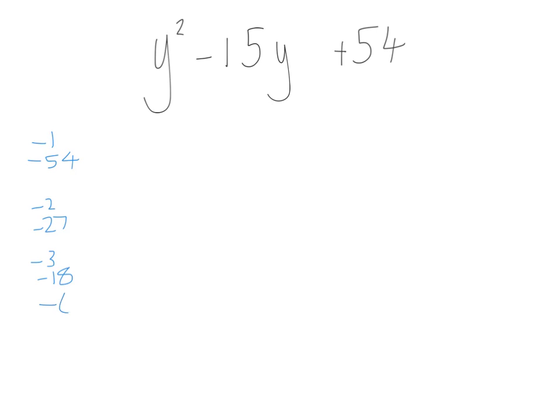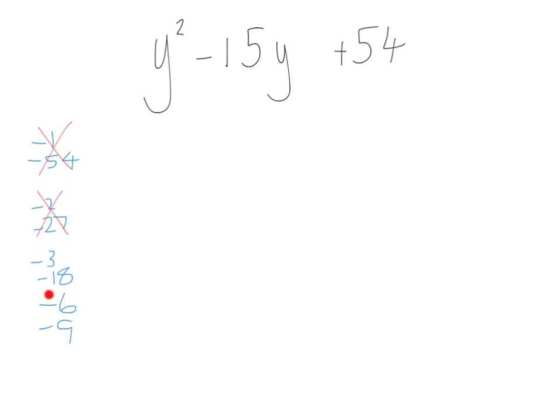And I've got minus 6 and minus 9. Okay, that's all my factor pairs there. I now need to check that when I add these together, I get minus 15. Minus 1 plus minus 54 would give me minus 55. Doesn't work. Minus 2 plus minus 27 would be minus 29. Doesn't work.